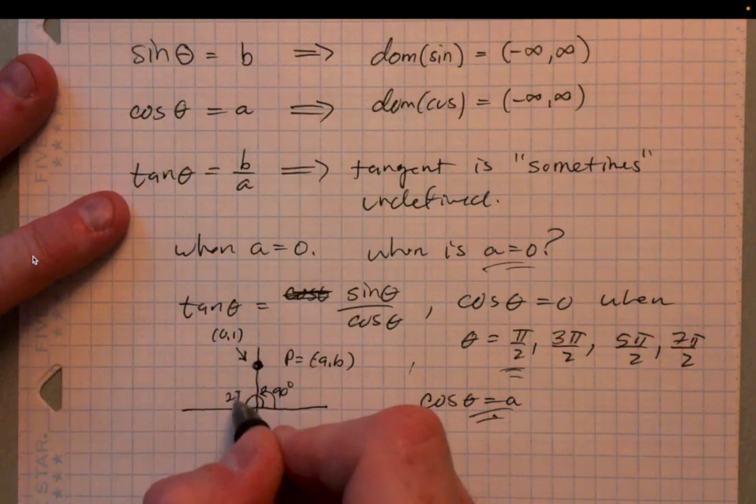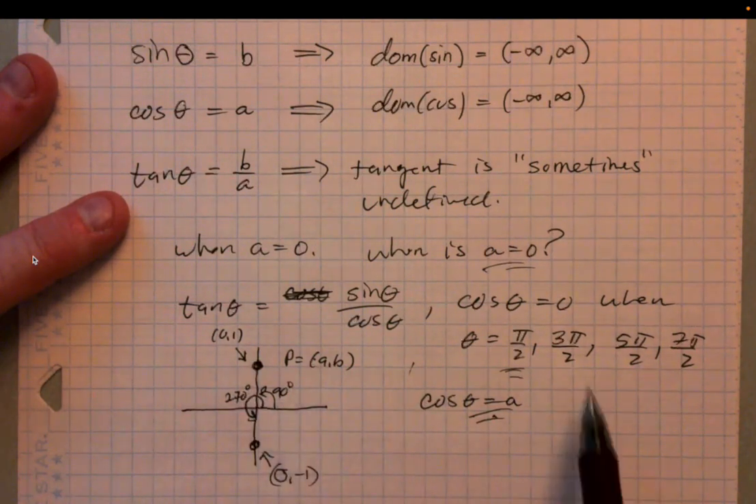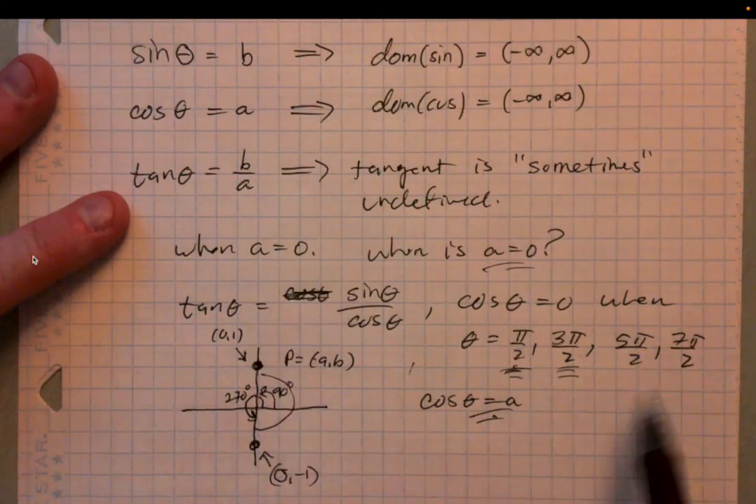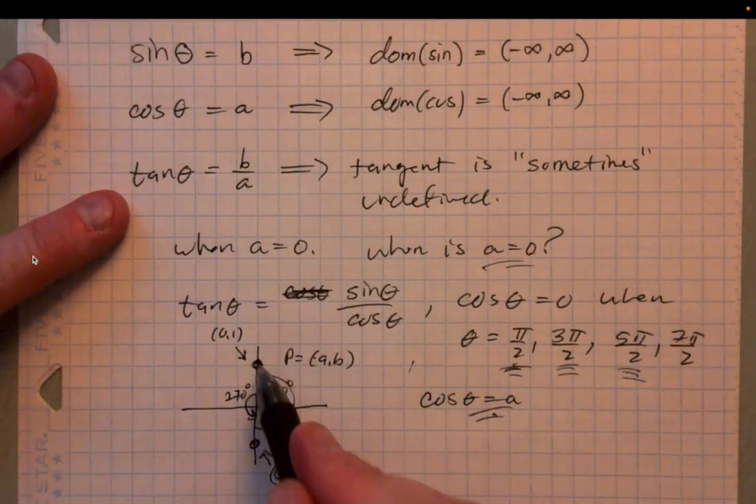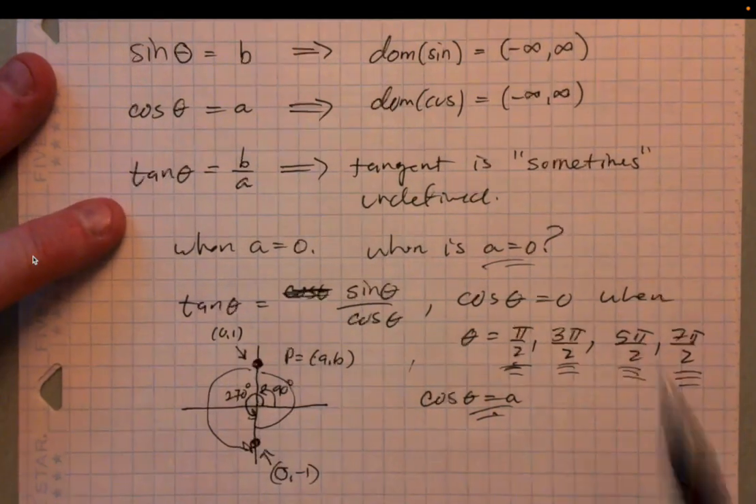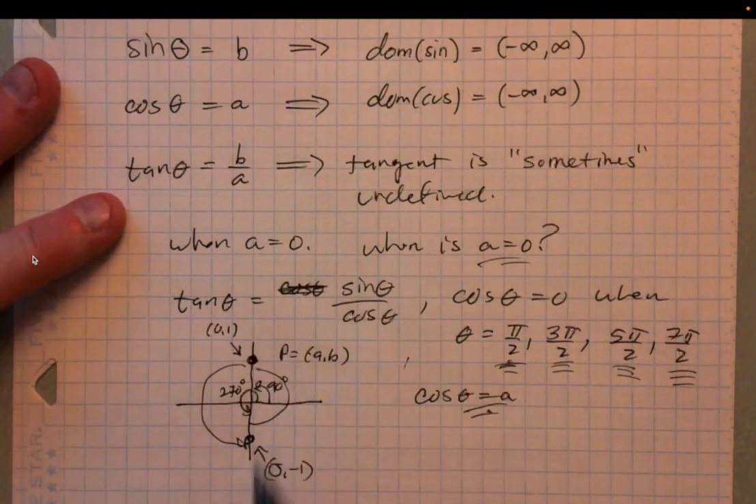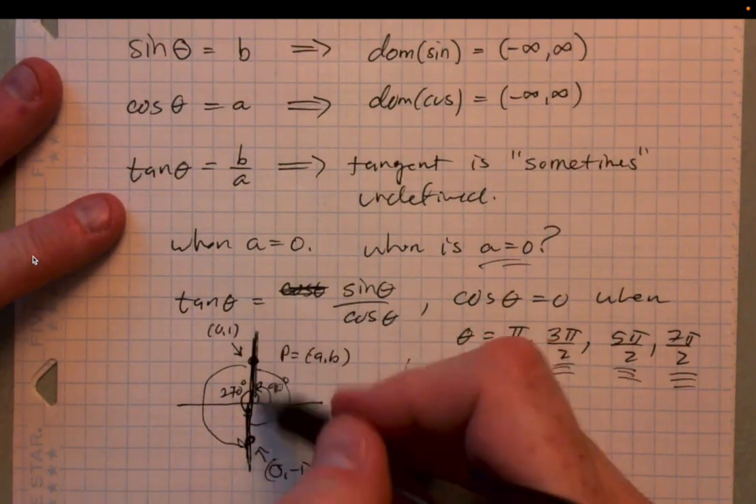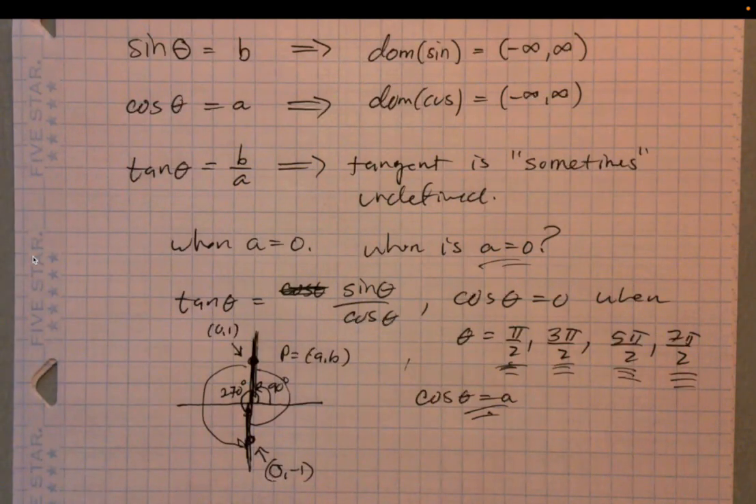Well, that's 270 degrees. 90 degrees is pi over 2. 270 degrees is 3 pi over 2. If I keep going around, I get this one, 5 pi over 2. If I keep going around again, I get this one, 7 pi over 2, and so on, right? I can just keep going around and around. And whenever I'm at an angle that results in the terminal side being on the y-axis, then the tangent is undefined.